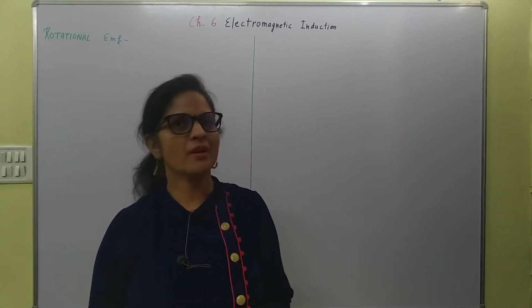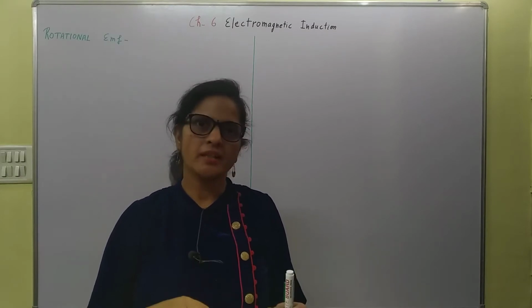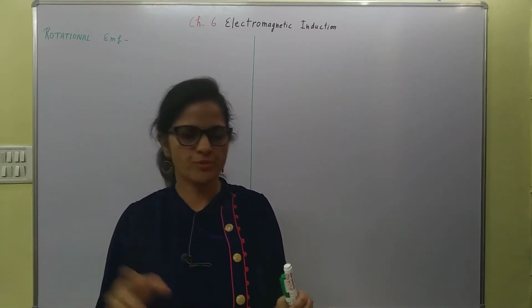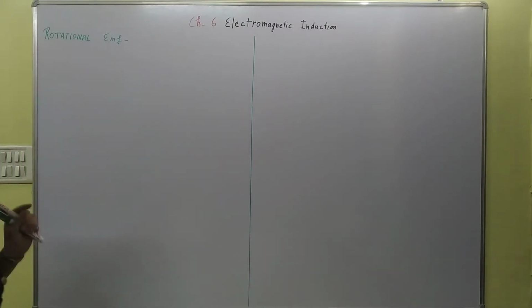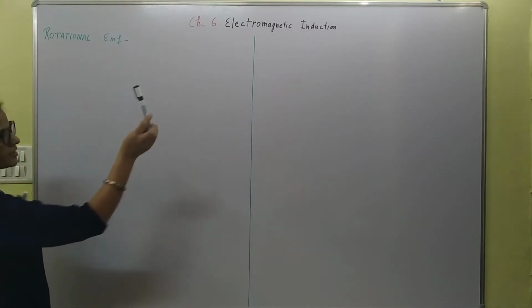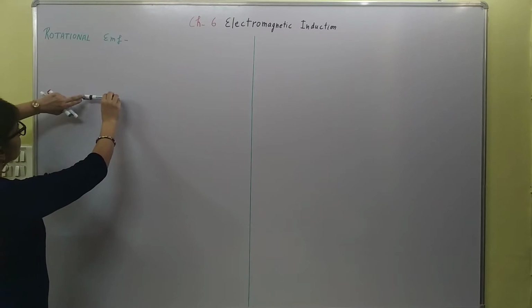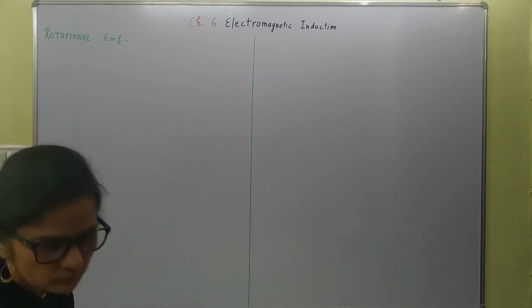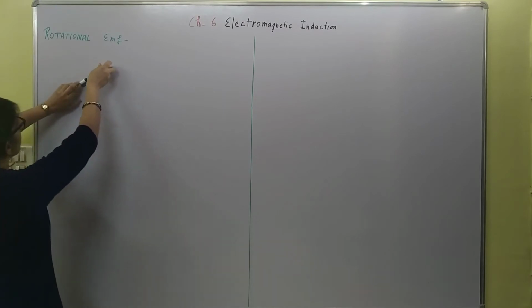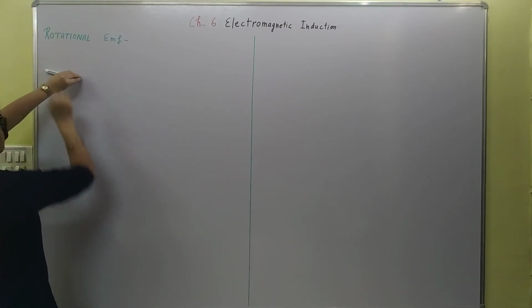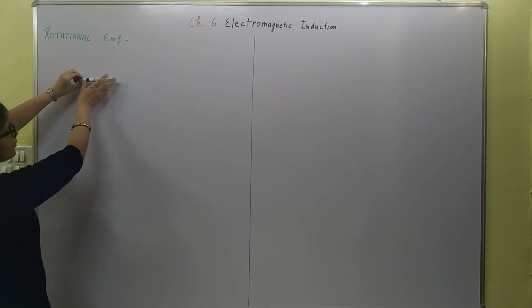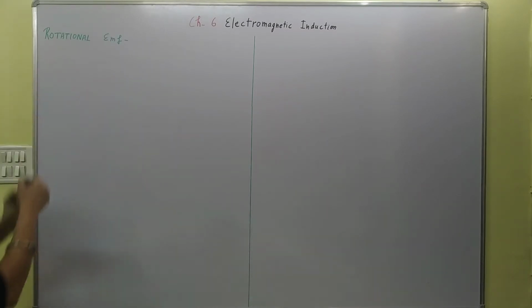So rotational EMF, as the name itself indicates, this EMF is produced due to the rotation of some object, right? So let's say, for example, if we have this rod having length L and this rod is rotated like this, and due to this rotation the EMF produced across its length is called rotational EMF.